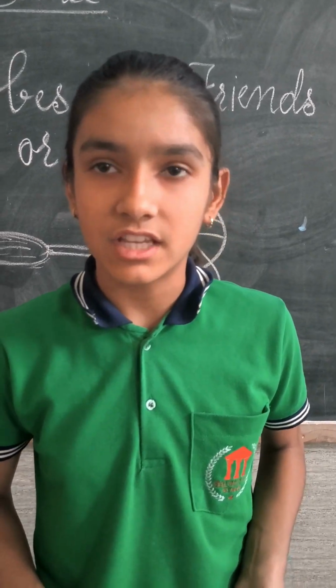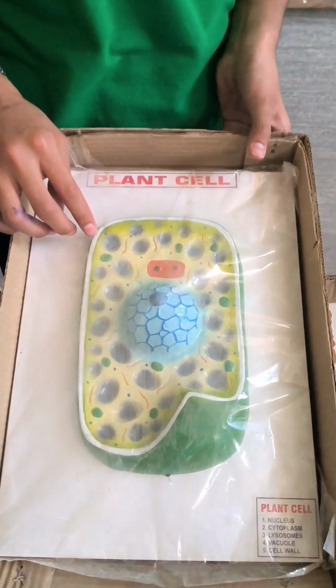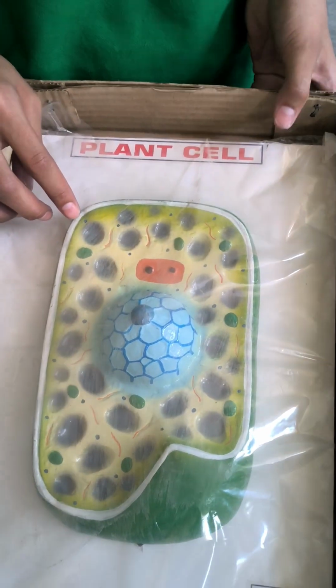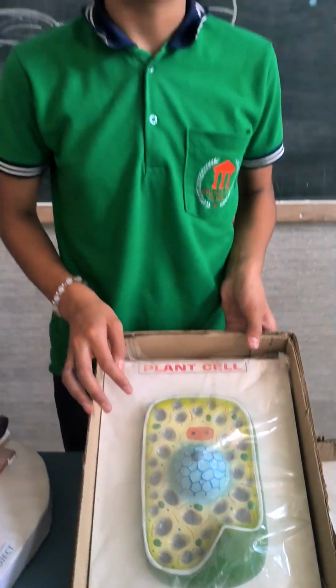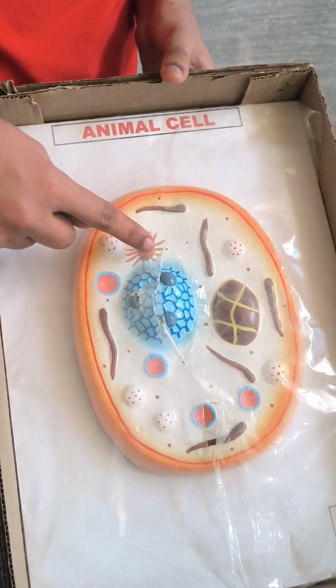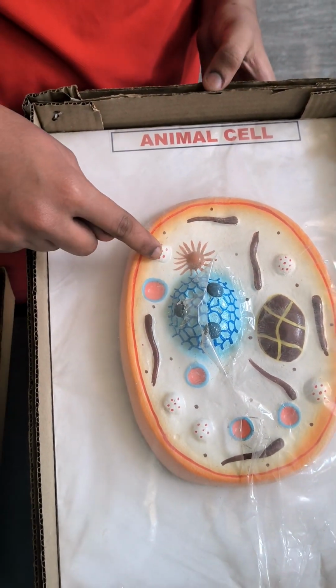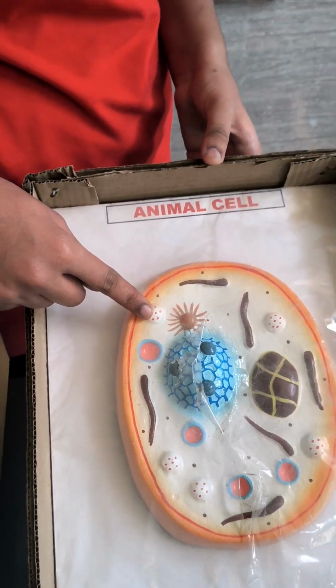Plant cell has cellulose as its outermost part. This is the nucleus. This is the centrosome, and this is the lysosome. Nucleus controls all the functions of the cell.